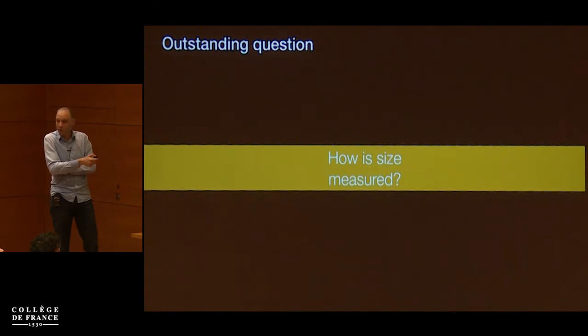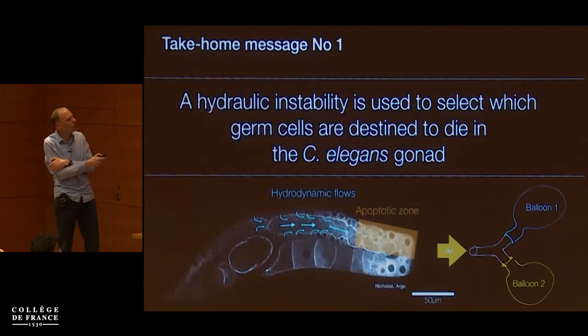Okay? And of course, the big outstanding question now, and we don't have an answer for that, is how size is actually measured, because it means that you first make large and small cells, and then you selectively remove the small ones, and you somehow have to measure size, or something related to size. We don't know. Okay? So that's ongoing work at the moment.